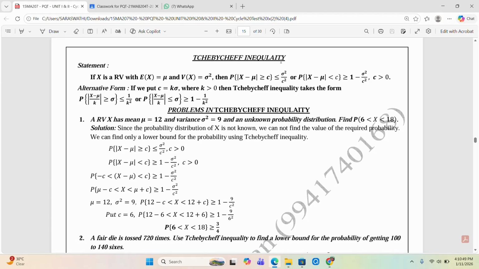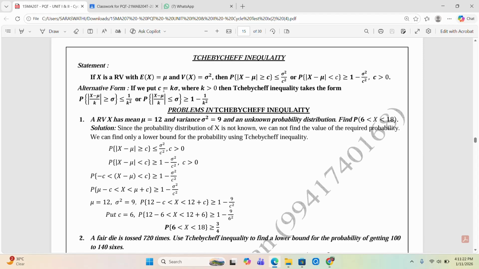Now, the statement of Tchebycheff inequality. If X is a random variable with E(X) = mu and variance of X = sigma square, then P(|X - mu| >= c) <= sigma square by c square. And the alternative statement, P(|X - mu| < c) >= 1 - sigma square by c square, where c > 0.